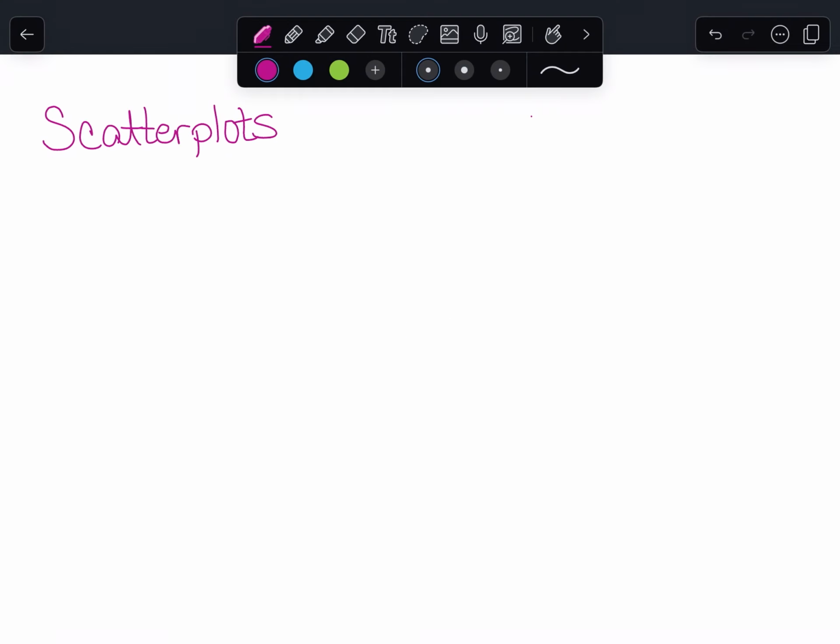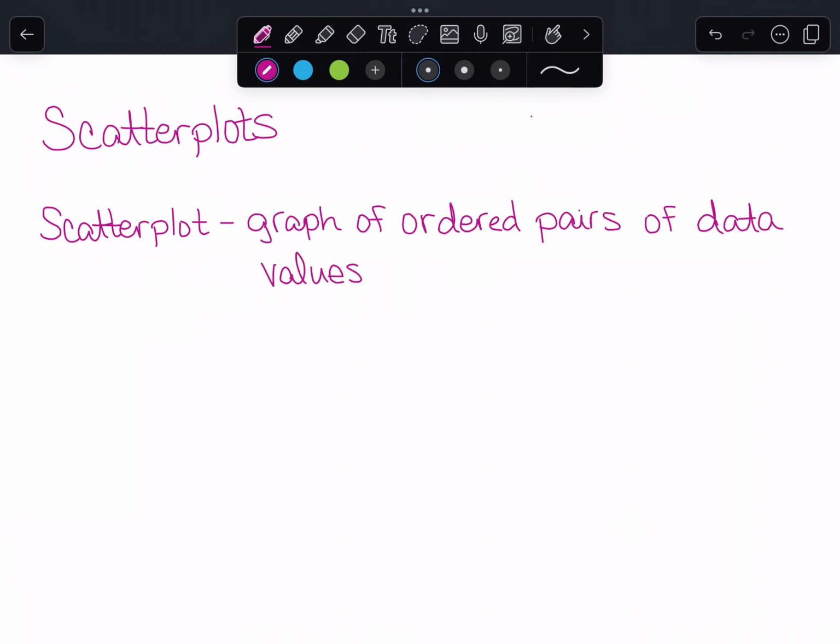In this video, I want to look at scatterplots and how we interpret them. A scatterplot is a graph of ordered pairs of data values, and we use these to determine if a relationship exists between the two variables.